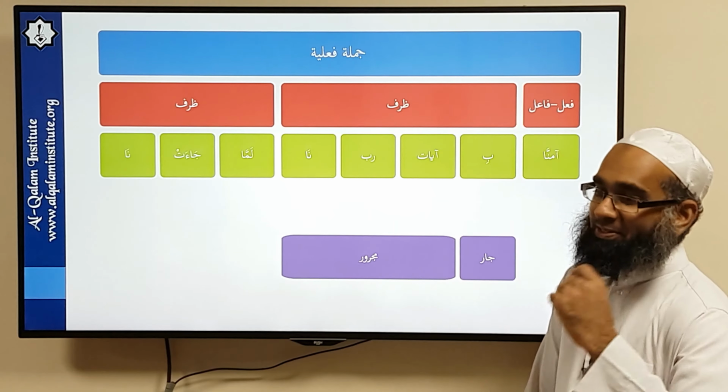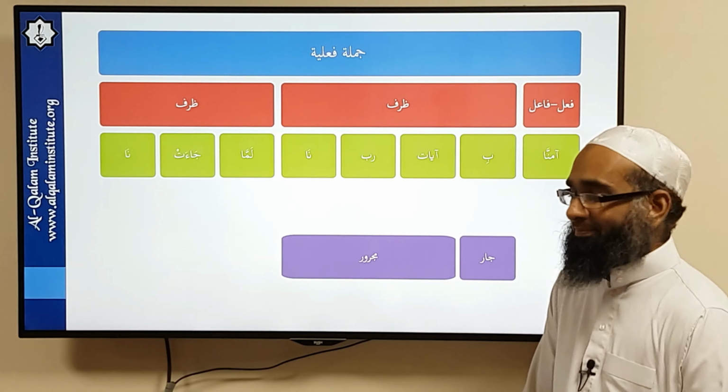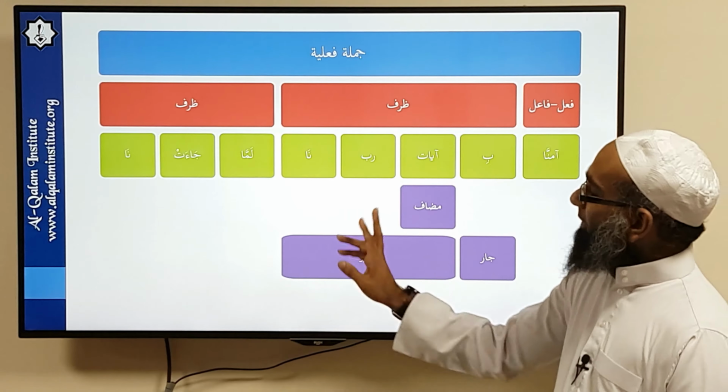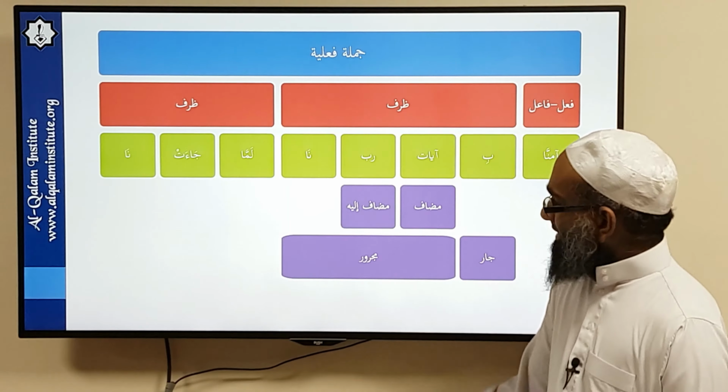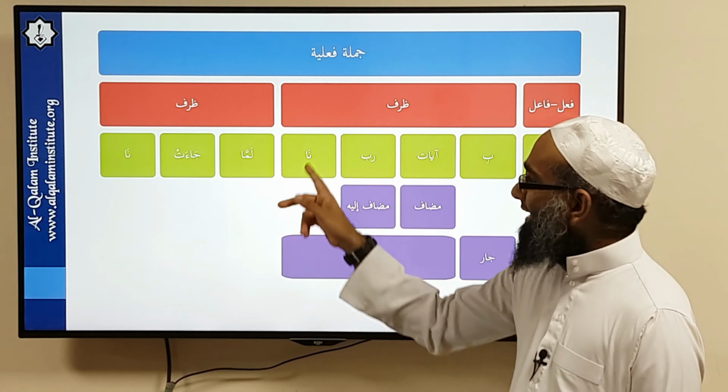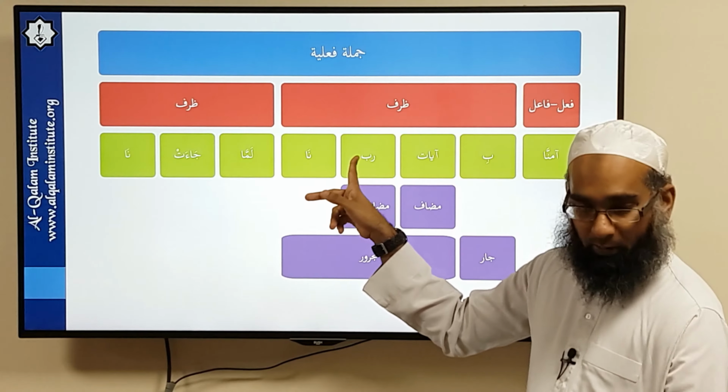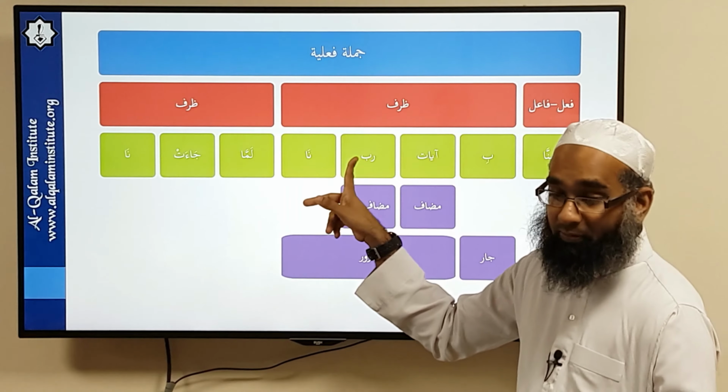No alif lam, no tanween. It has to be what? Mudaf. Then rab? That's mudaf ilayh, also mudaf. That's mudaf ilayh to this. And na, a pronoun joined to a noun, is going to become what? Mudaf ilayh.